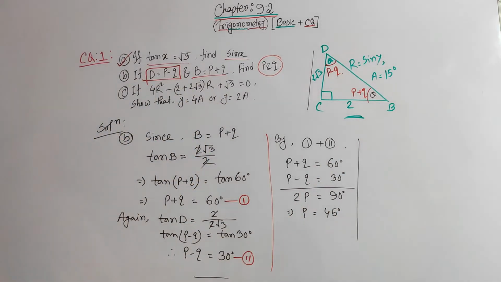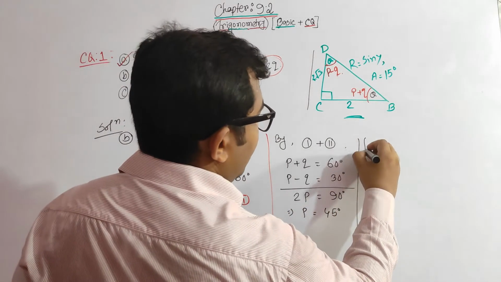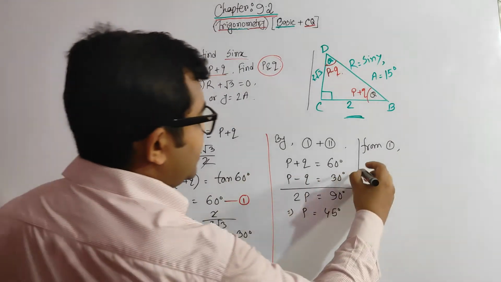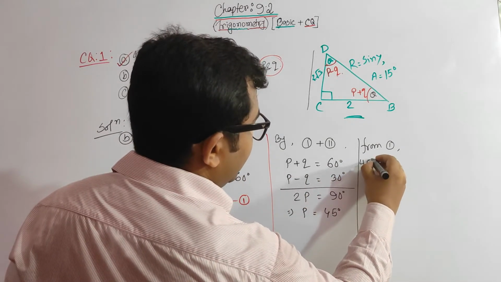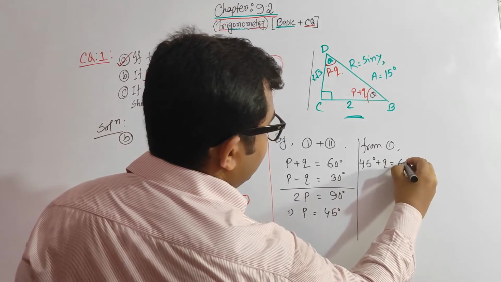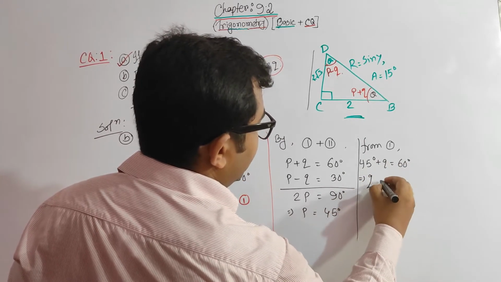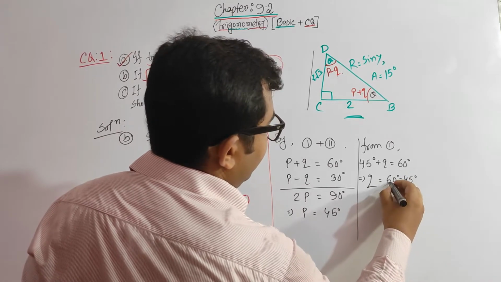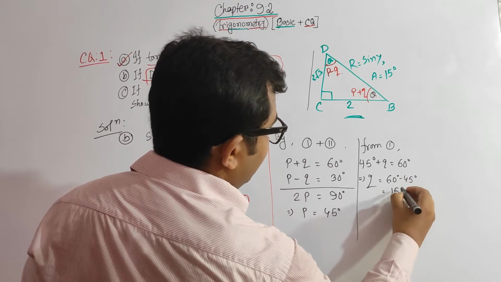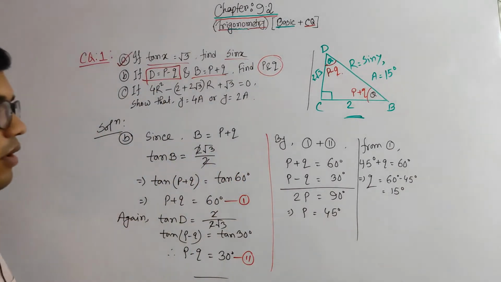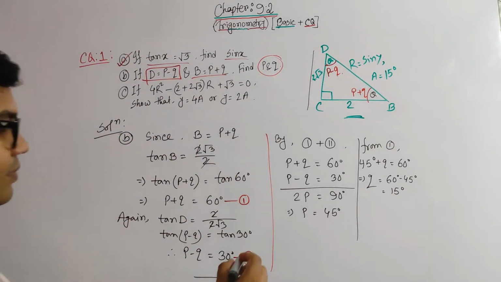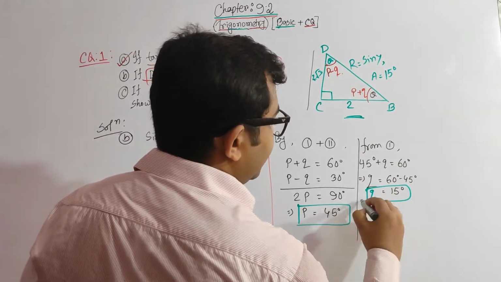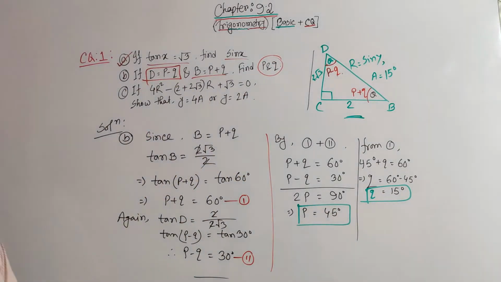If p is 45 degree, from 1 what can we get? From 1, p plus q equals 60 degree, so 45 degree plus q equals 60 degree, or the value of q is 60 degree minus 45 degree, and finally we get 15 degree. So the value of p is 45 degree and the value of q is 15 degree. These two are the required answer.